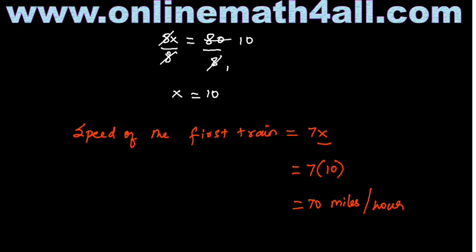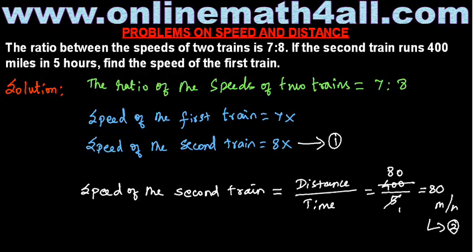Ratio of the speeds of two trains is given. So from the ratio, if we need the original value, we have to multiply the first and second term by the same number. Here I do not know what number to be multiplied to the first and second term of the ratio to get the original value, that is speed of the first train, speed of the second train. So I assume I have to multiply by x. I multiply the first term by x, so I got 7x as the speed of the first train. I multiply the second term 8 by x, and I got the speed of the second train 8x.